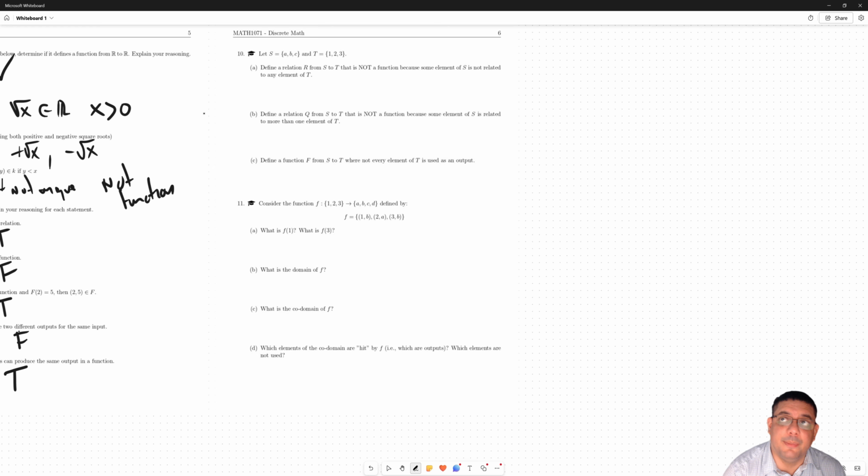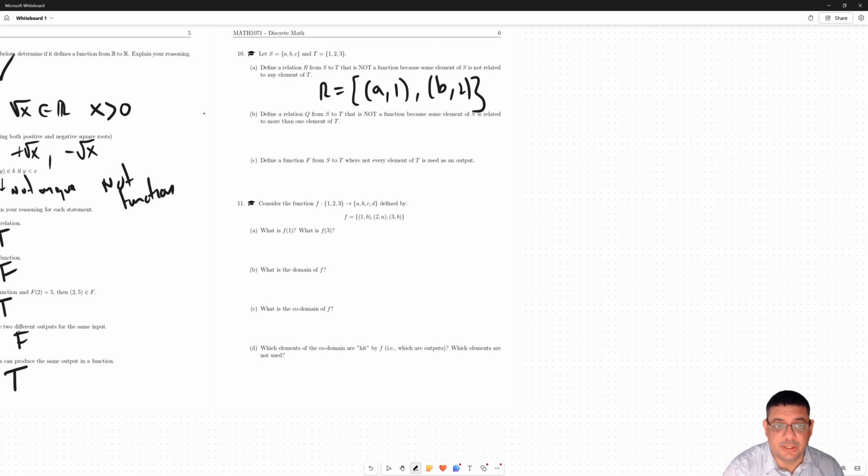So just for example, if I want to define a relationship that is not a function, one of the conditions of functions is that I need everything to have an output. And if I just do, let's say, A to 1, B to 2, and that's it, and I close it there, and I don't give an output to C, then this is a relationship because it's a subset of the Cartesian product, but it's not a function.